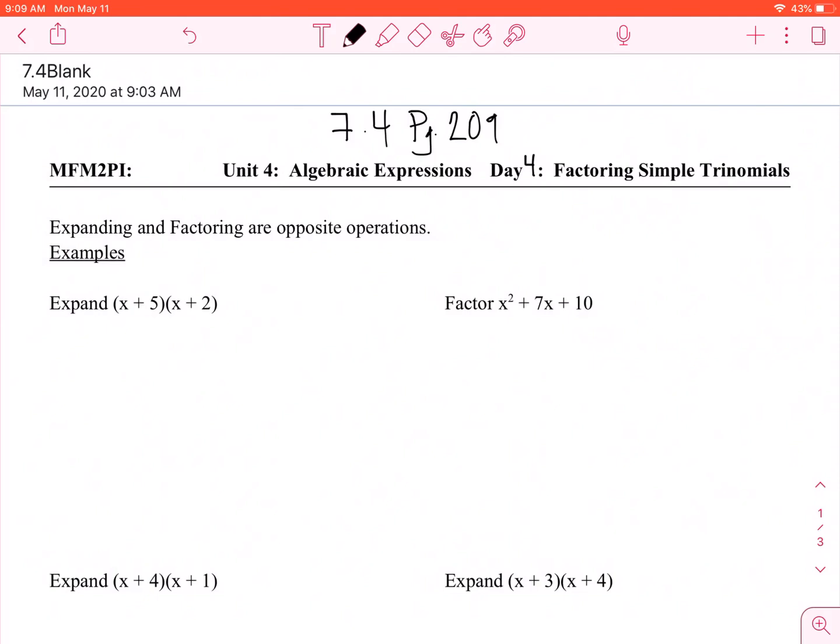Okay, in terms of factoring simple trinomials, I will admit this is probably the trickiest section, or at least one of the trickiest sections in the course. However, I feel as if you know the skeleton format of it, everything should work out fine.